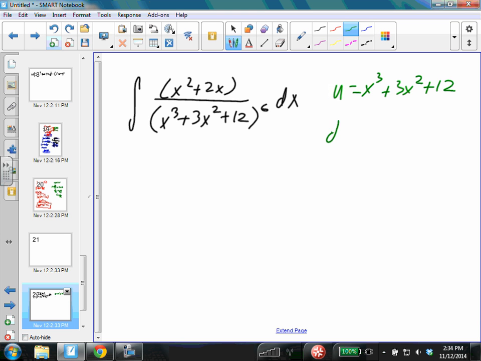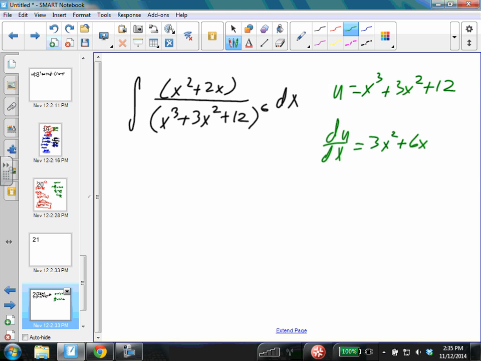So let's do du dx. What's the derivative of this thing going to be? Plus 6x. Okay, so that's if we were right and we said, hey, I think that x cubed plus 3x squared plus 12 was on the inside of a chain rule problem. If that's true, then the derivative of the inside should exist somewhere within the problem. Does that make sense? And so we're hoping that we can find it and eliminate it to get down to the root of the problem.